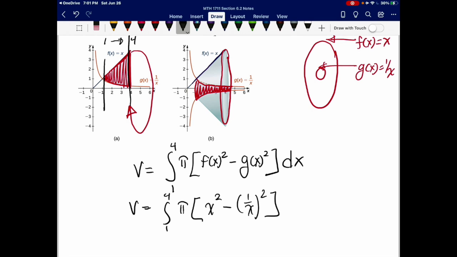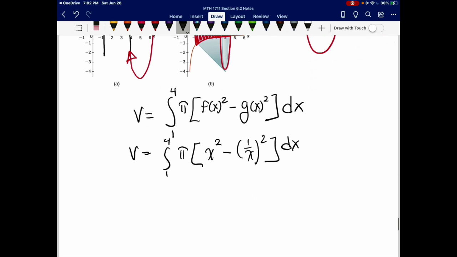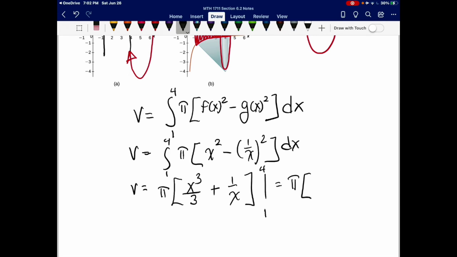So I'm going to take x squared, f of x is my x, g of x is 1 over x, and I'm going to square that. When I find the antiderivative of x squared, I'm going to get x to the third over 3. When I find the antiderivative of 1 over x squared, I get a double negative, which changes this to a plus. And then I get 1 over x, and I'm going to evaluate that from 1 to 4.